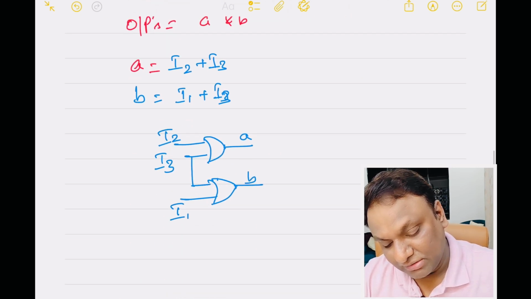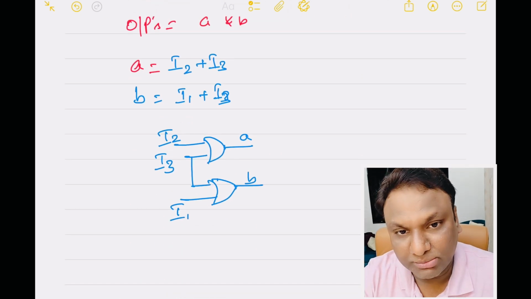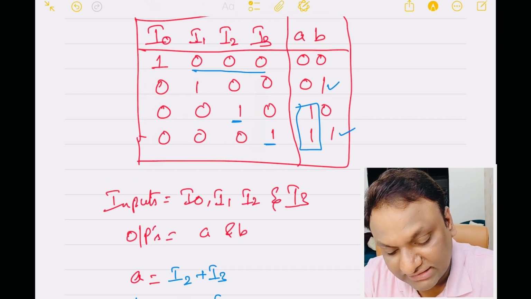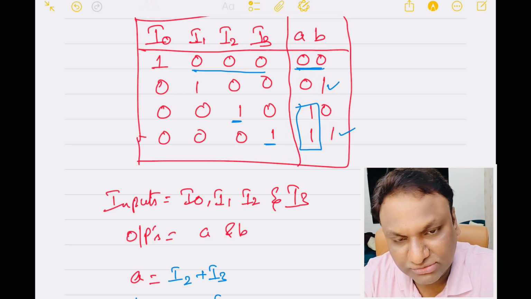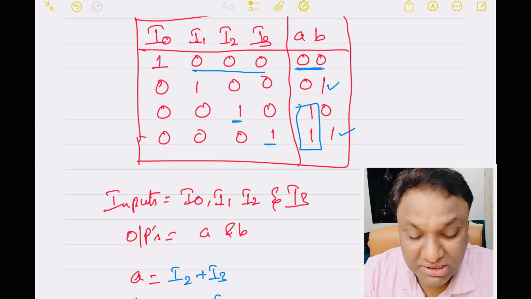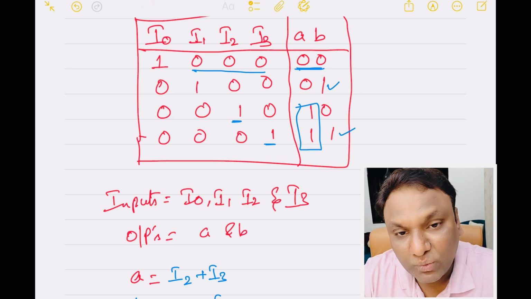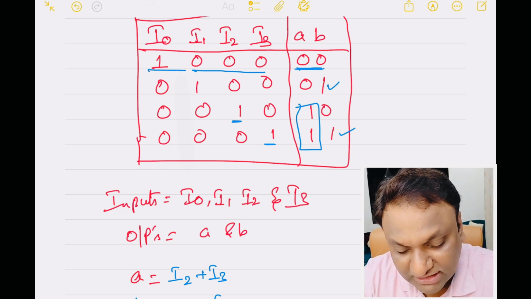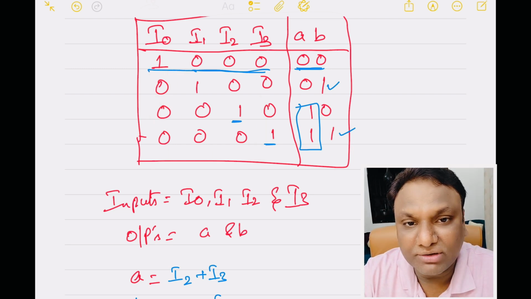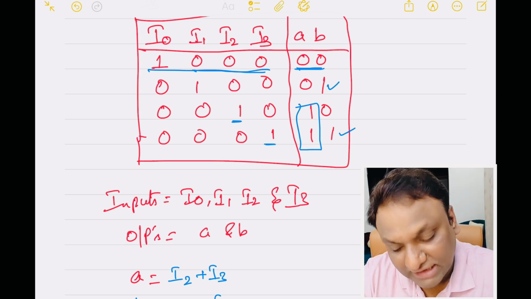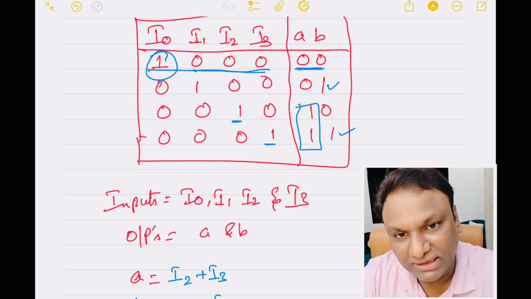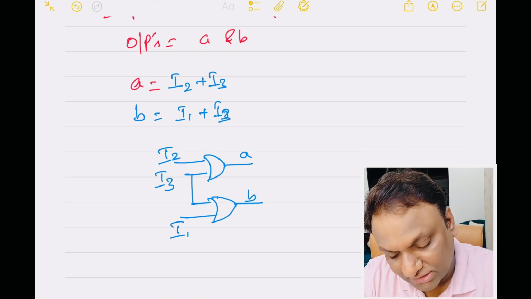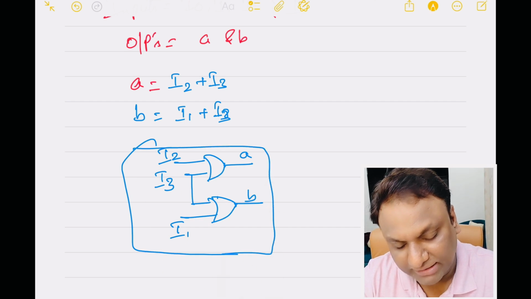Now what about I0 here? In this case, if my input is equal to 1 and the rest of the inputs are 0, then my output is 0, 0. But what happens to the outputs when another combination is given? Even for the other combinations, the outputs will be 0, 0 only. That means even if I0 is equal to 1, my output will be 0, 0, and that's why I0 is not shown in this particular circuit diagram.